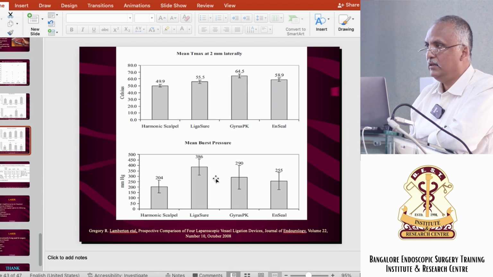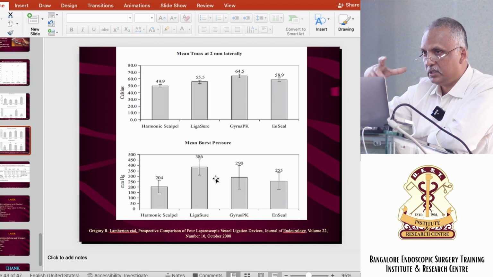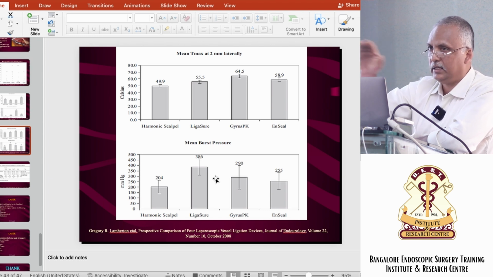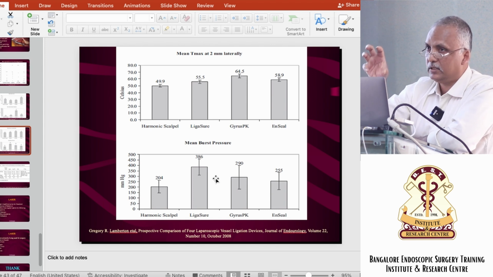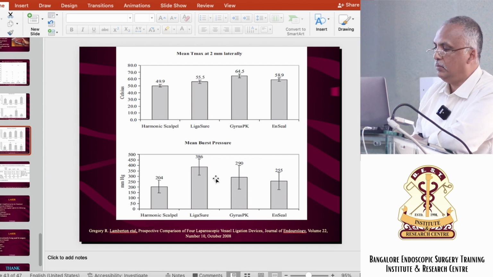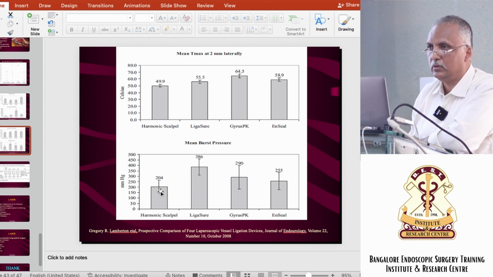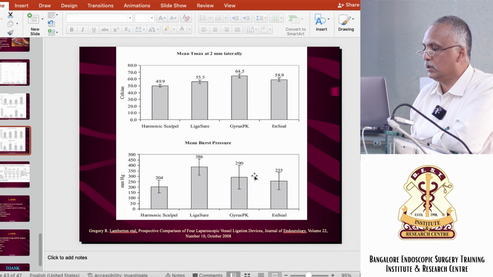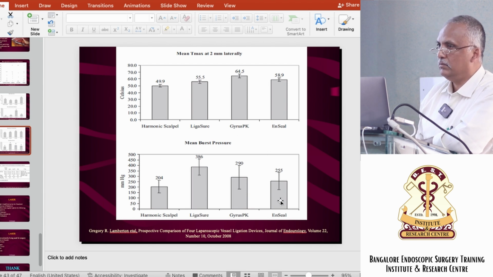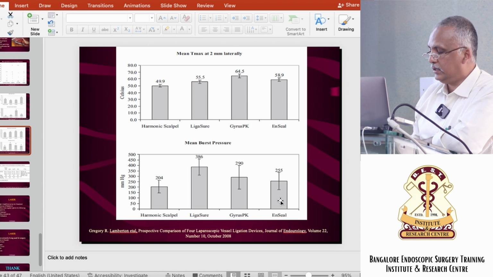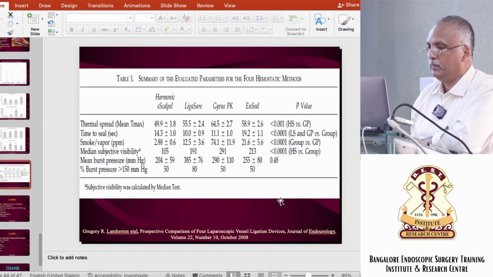Burst pressure is when you push blood through a vessel after it is sealed and cut: how much pressure you need for it to open up and start bleeding. Normally our BP can go up to 200, it won't go beyond that. So harmonic is only 204, these are all more, between 250 and 400. So you're sure that they will not open up later on.